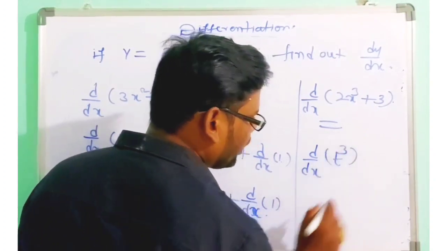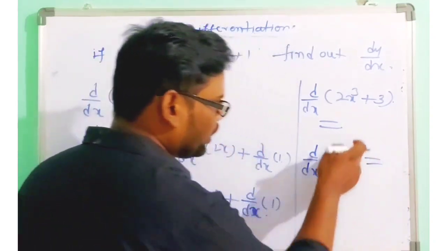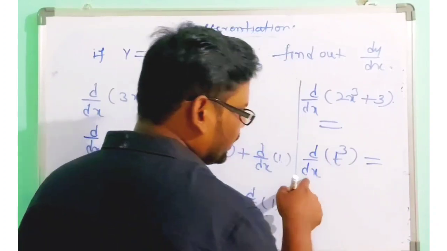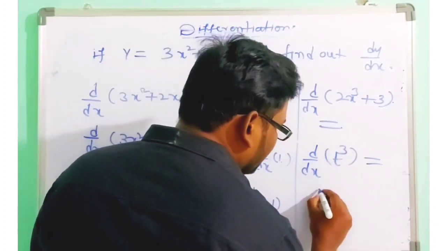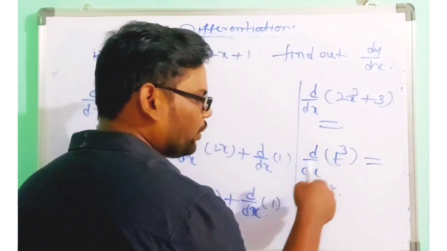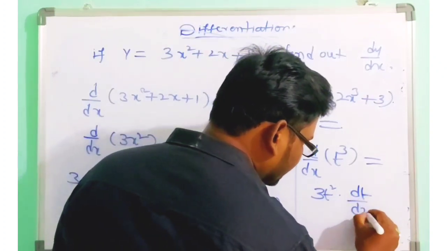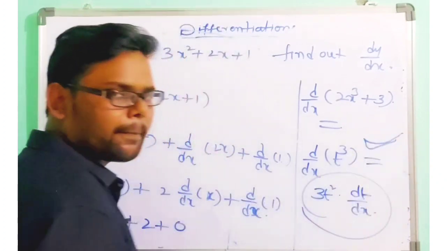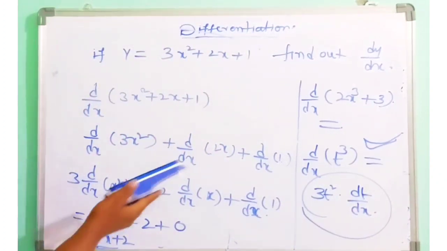t cube, d by dx of t cube. So here we need to apply the chain rule. First of all, with respect to t we need to differentiate the t cube, so that is 3t square, isn't it? Then again t we need to differentiate with respect to x, that is dt by dx, isn't it? So this is the differentiation of this, right? So take a screenshot.